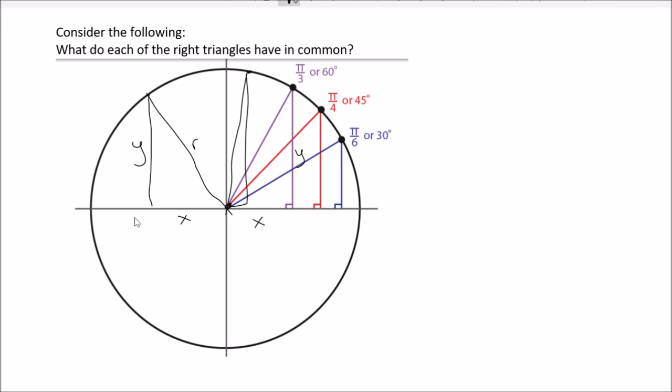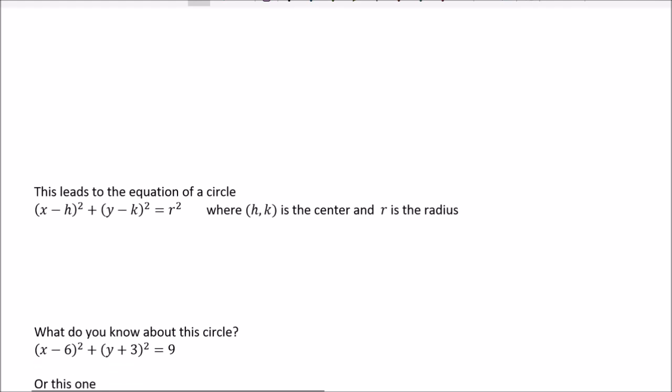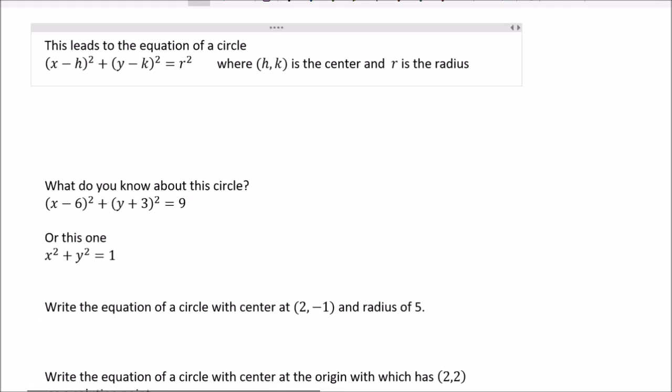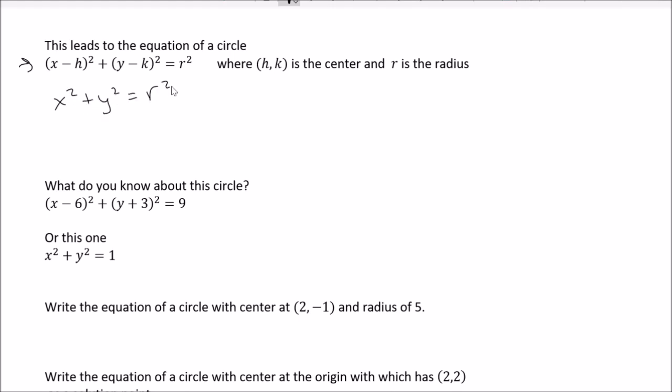So notice what I can do here, and this ties into the previous lesson. Right now, I have a right triangle, and I know the side lengths, so I can get x squared plus y squared equals r squared. That actually leads right into the equation for graphing a circle. Okay, because the actual equation goes like this: (x minus h) squared plus (y minus k) squared equals r squared. A minute ago I had x squared plus y squared equals r squared. Here's the difference. X squared plus y squared equals r squared is a circle that is centered at the origin.